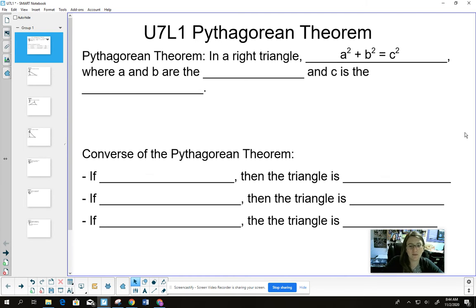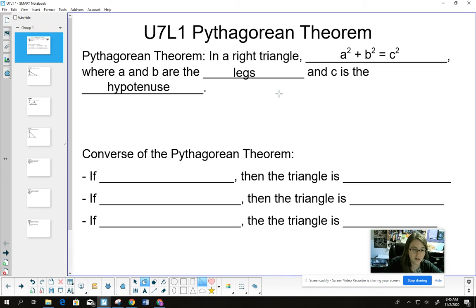You may have heard this theorem before on like TV. They use it a lot when people are trying to sound smart. They're like, oh, a squared plus b squared equals c squared. And they just say that because it sounds mathy and it sounds smart. What it's referring to, a and b are the legs of the triangle, and c is what we call the hypotenuse. So let's draw a little picture here.